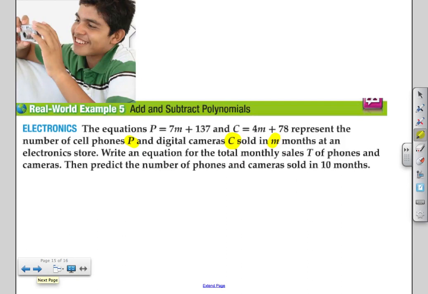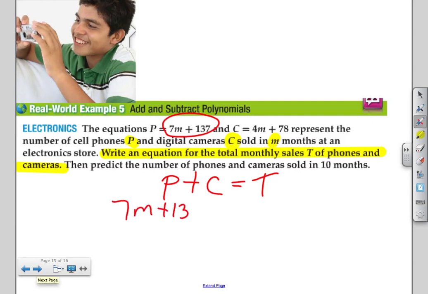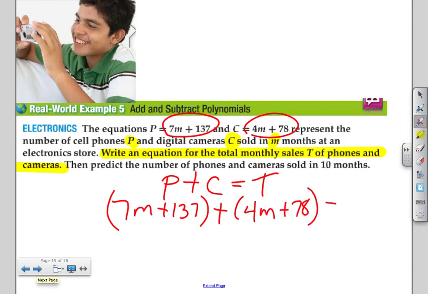Okay? And we're asked to do, this is not hard. Write an equation for the total monthly sales for phones and cameras. Duh. So what we have is phones plus cameras equals the total sales, right? Well, we can substitute in what is P, the total number of phones? It's 7M plus 137, right? Plus C, which is 4M plus 78, is going to equal the total number of sales. This is not hard.